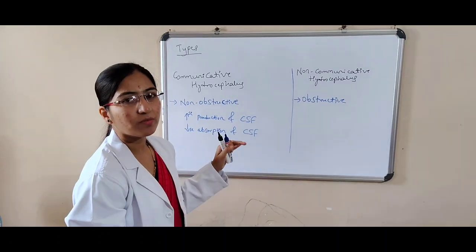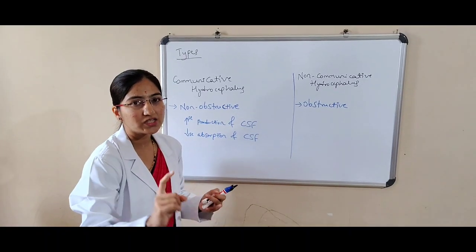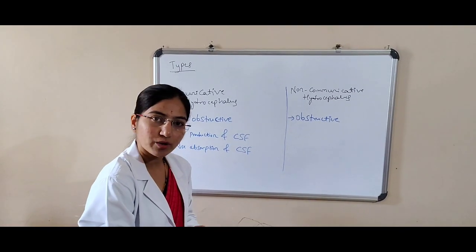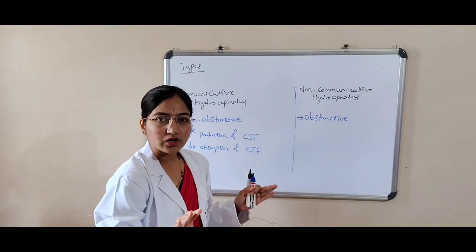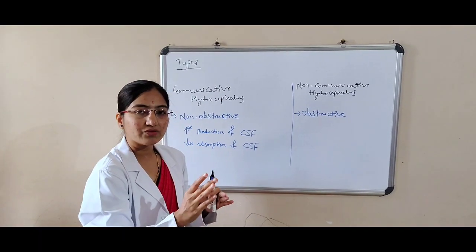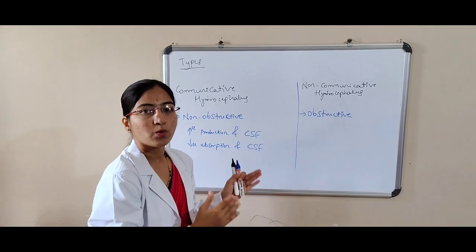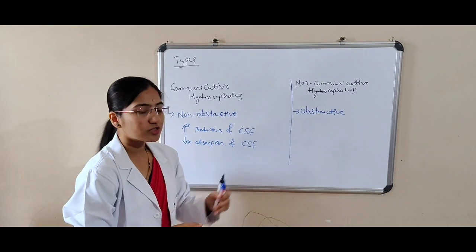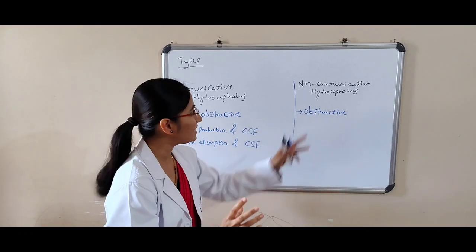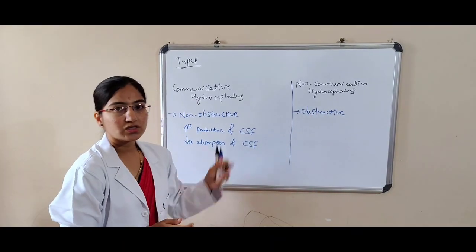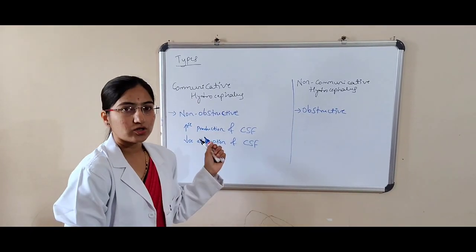The only thing you have to remember is that there are two types of hydrocephalus: communicative and non-communicative. Communicative means there is no obstruction, so CSF in the pathway easily communicates from one ventricle to the other. In non-communicative there is obstruction, so there is no communication. This is all about the types of hydrocephalus.